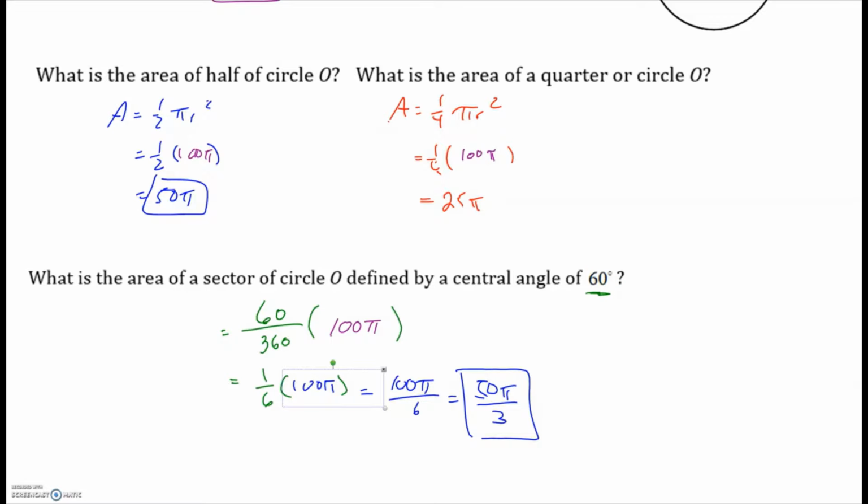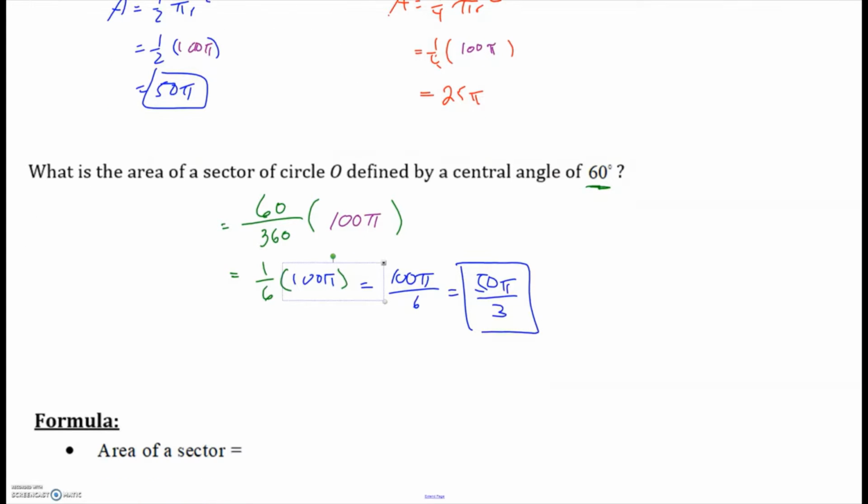So really, what did we do there? What happens if I start changing this degree? We can create a little formula here. So jot this down.